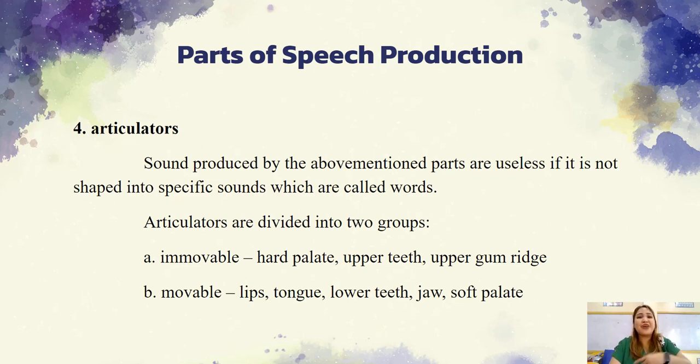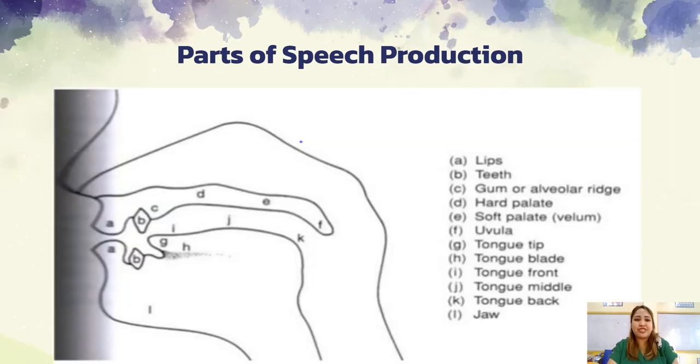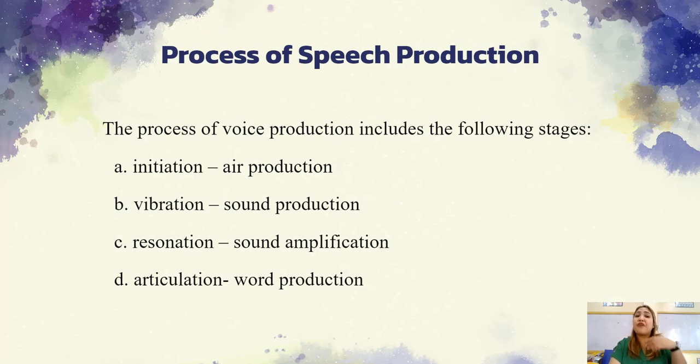Okay, so now those are the different parts of speech production. Of course, with these parts, it involves different processes, or stages rather, in the speech production process. So the motor parts actually are being used in the first stage, which is called initiation. In this stage, you are producing air. And then, followed by the second stage, the sound production, which is called the vibration. So it involves the vibrators. Third stage will be the resonation. It involves resonators. And articulation, it involves articulators.